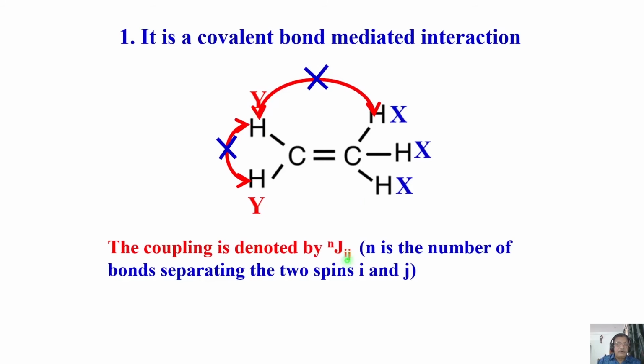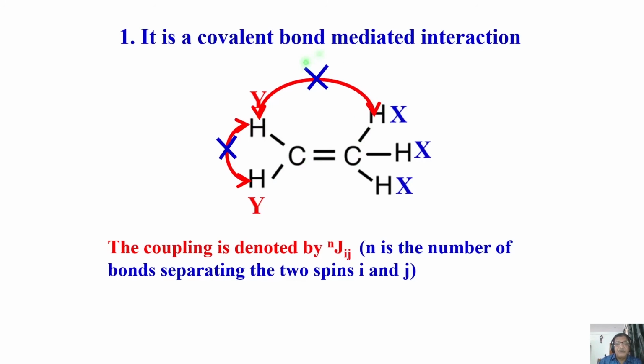3JXY. So these two protons are separated by 3 bonds and the interaction is between this spin and this spin. So I and J refer to the interacting spins. N tells you the number of bonds they are separated sequentially. You can't draw a line between this proton and some other proton; it has to be sequential separation. So you cannot draw a line here and say it is separated by 1 bond. No, you have to go through chemical bonds sequentially.